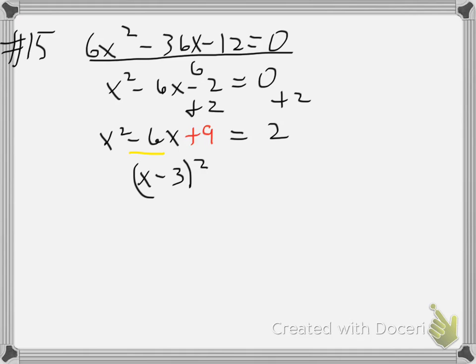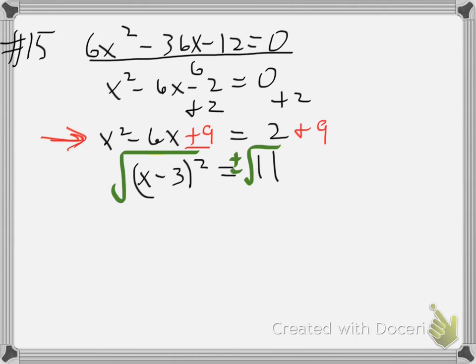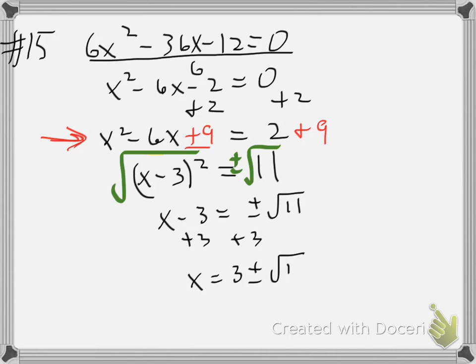Because now this follows the binomial squared, where x minus 3 times x minus 3 is this right here. But whatever I do to one side, I have to do to the other. So now I can take the square root. So I get x minus 3 equals plus or minus root 11. So add 3, x equals 3 plus or minus root 11. There's my answer, and I nailed it right there.